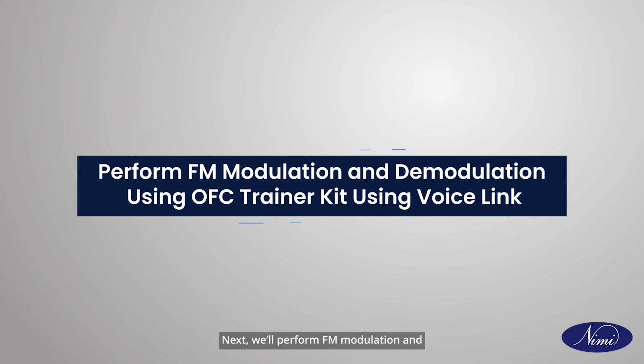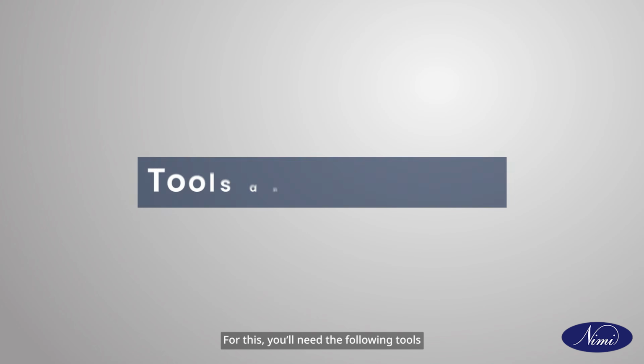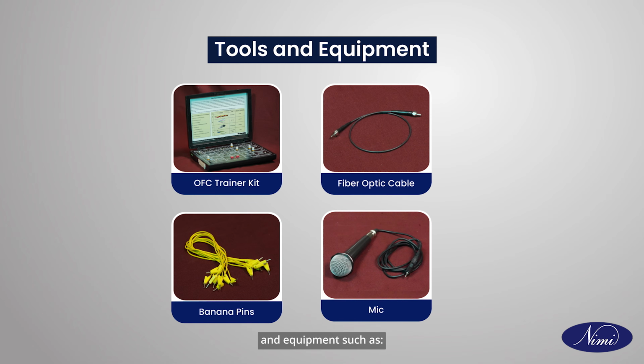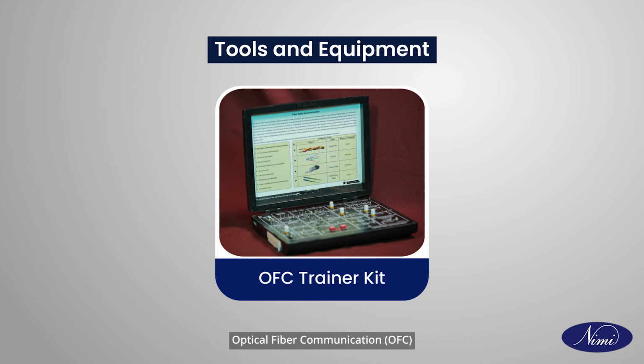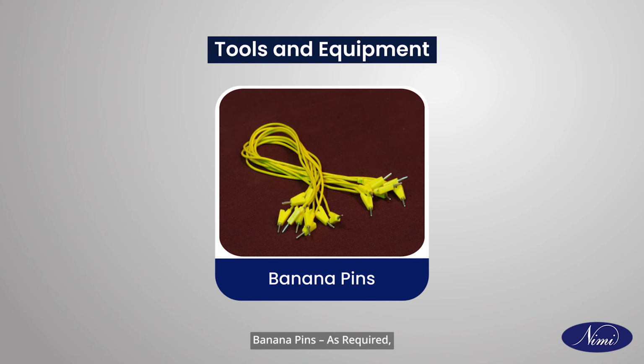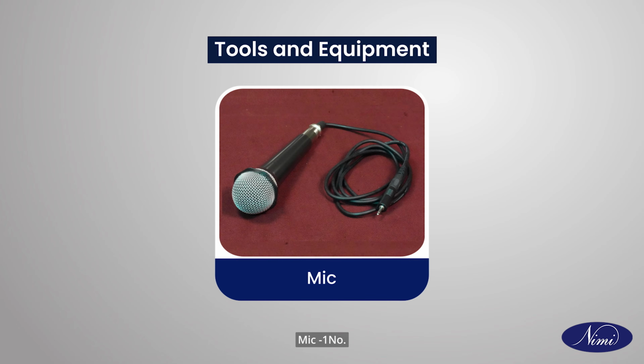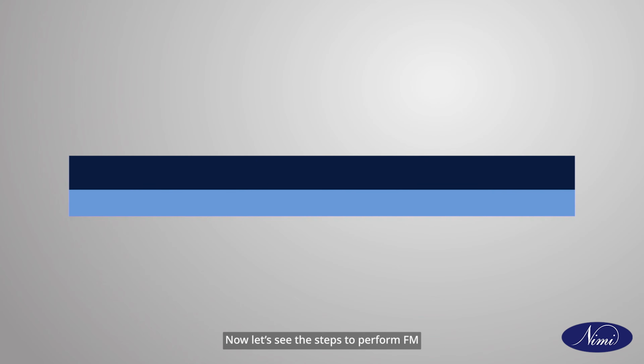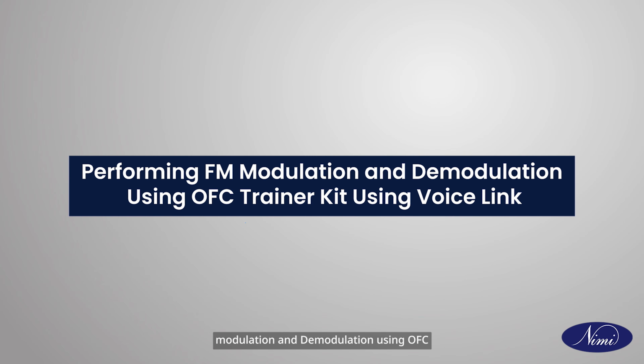Next, we will perform FM modulation and demodulation using OFC Trainer Kit by VoiceLink. For this, you will need the following tools and equipment such as Optical Fiber Communication or OFC Trainer Kit 1 number, Fiber Optic Cable 1 number, banana pins as required, mic 1 number. Now let's see the steps to perform FM modulation and demodulation using OFC Trainer Kit by VoiceLink.